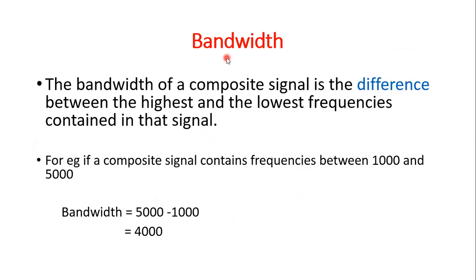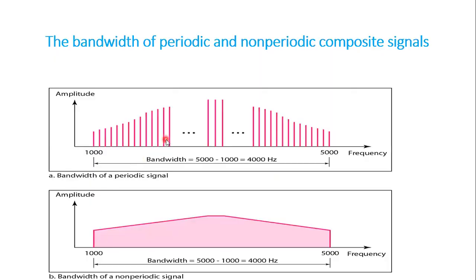The next topic is bandwidth. The bandwidth is the difference between the highest and lowest frequency of a signal. The bandwidth of a composite signal is the difference between the highest and lowest frequency contained in the signal. Let us see an example. Suppose a composite signal contains frequencies between 1000 and 5000. So 5000 is the highest frequency and 1000 is the lowest frequency. Therefore, the bandwidth is the difference between highest and lowest. Therefore, 5000 minus 1000, which is equivalent to 4000. So here is an example.